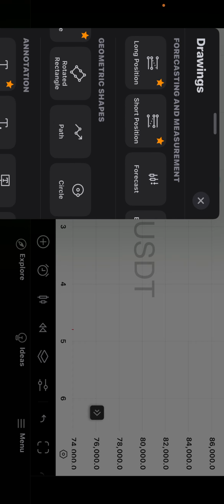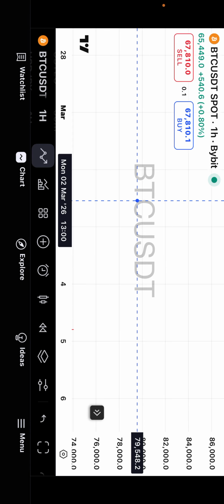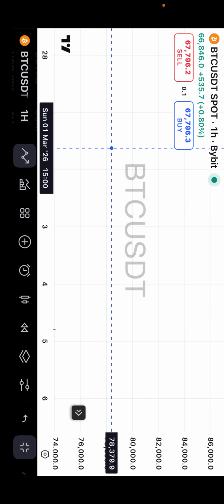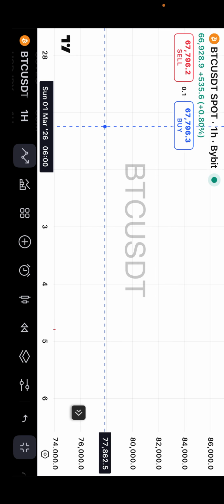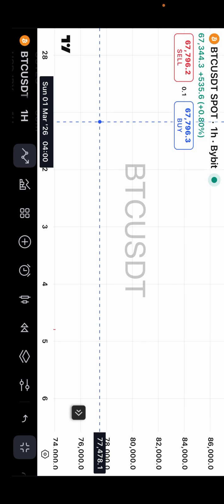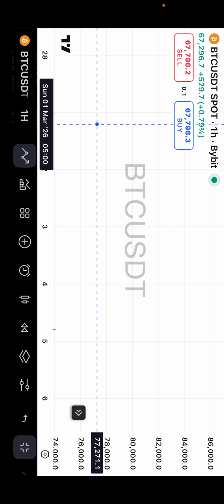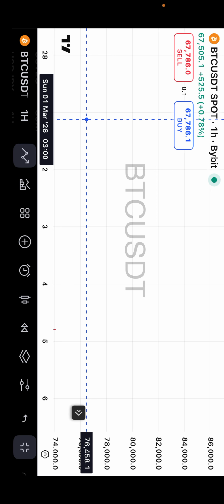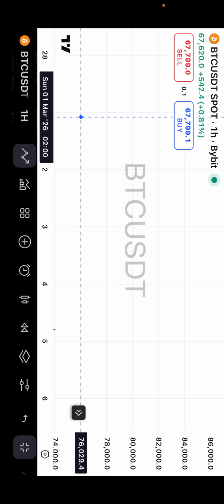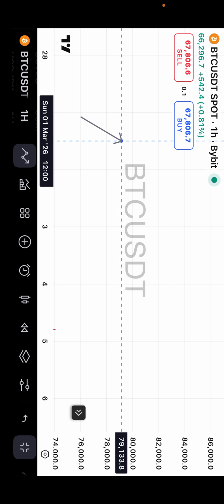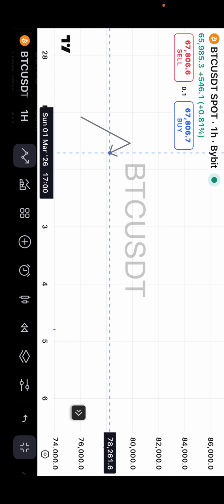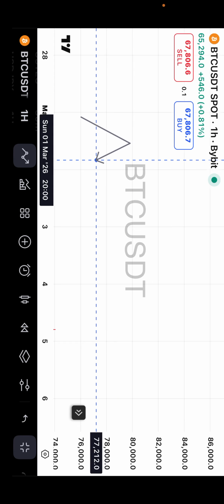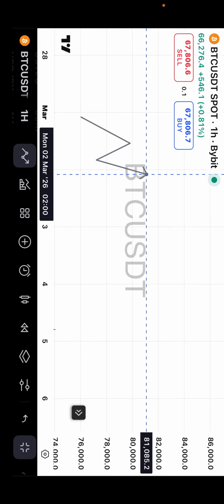Let me show you. Supply and demand for a bullish market. First of all, we need to understand the market movement, the trend of the market. So let's say the market is moving bullish, then it goes down, it goes up again.